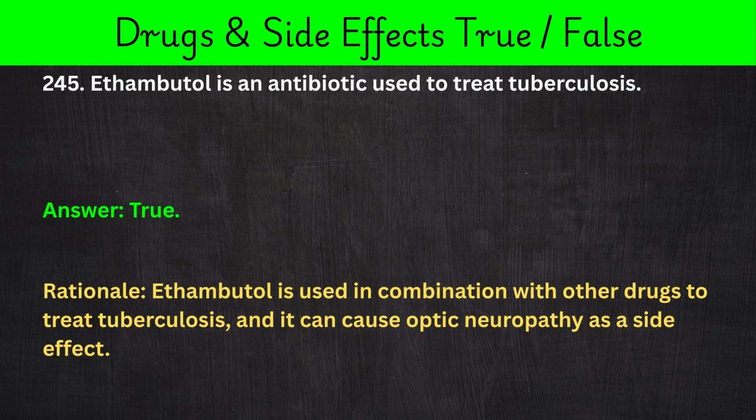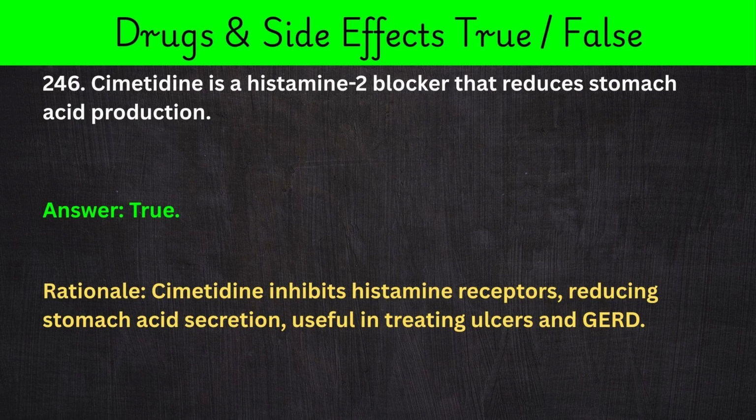245. Ethambutol is an antibiotic used to treat tuberculosis. Answer: true. Rationale: ethambutol is used in combination with other drugs to treat tuberculosis, and it can cause optic neuropathy as a side effect. 246. Cimetidine is a histamine 2 blocker that reduces stomach acid production. Answer: true. Rationale: cimetidine inhibits histamine receptors, reducing stomach acid secretion, useful in treating ulcers and GERD.